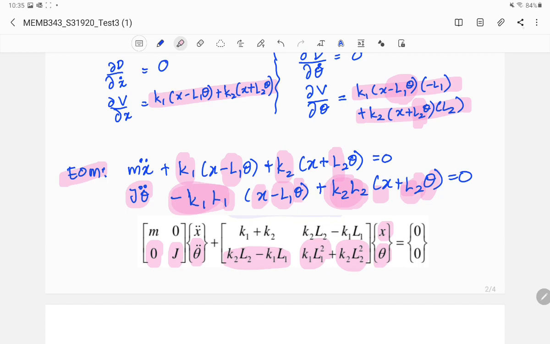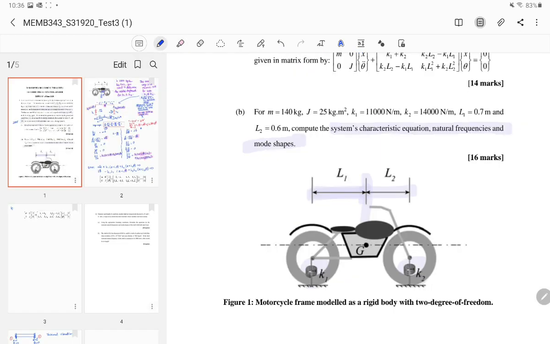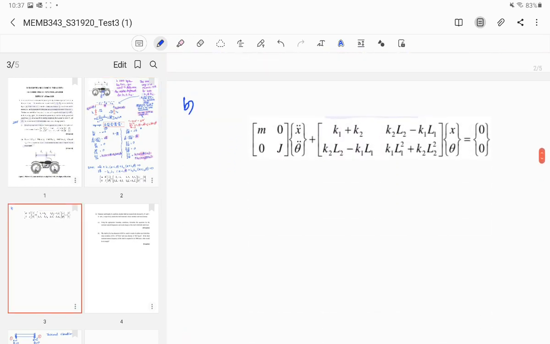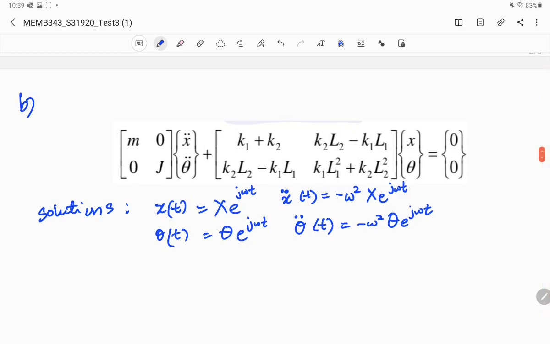Okay, we've done with part A. For part B, they give you all the parameters and they want you to compute the system's characteristic equation, natural frequencies, and system mode shapes. So using the same EOM, first of all, you have to write the assumed solutions. We are assuming harmonic motion. Here I'm using an exponential function, but it doesn't matter. You can also use a sine or cosine function as your assumed solution. If you're using sine and cosine functions, you do the same thing.